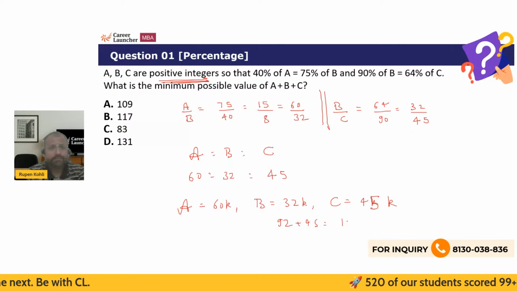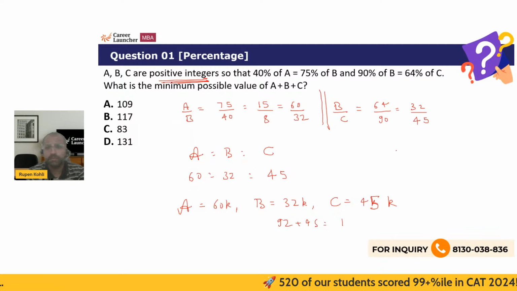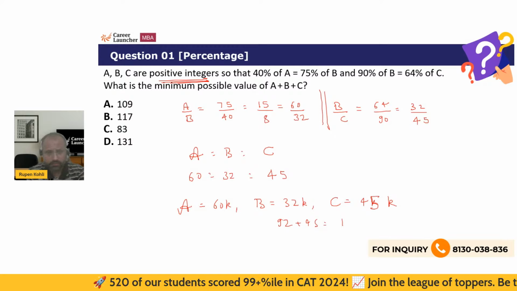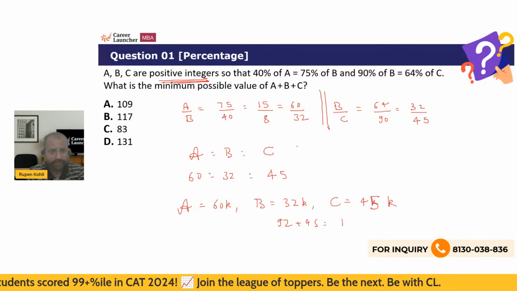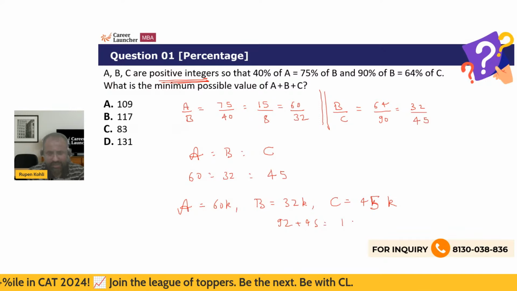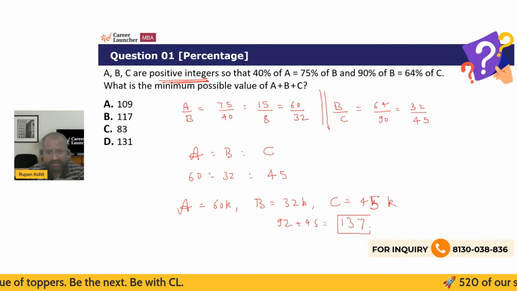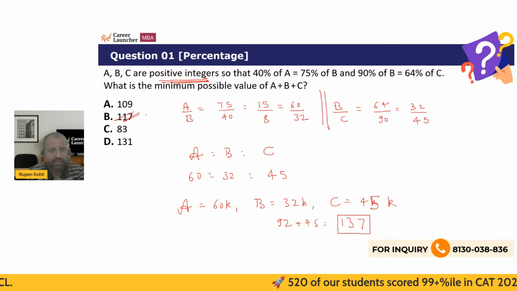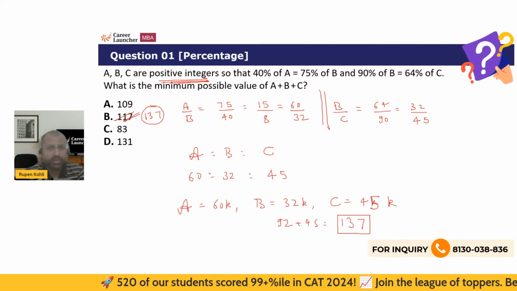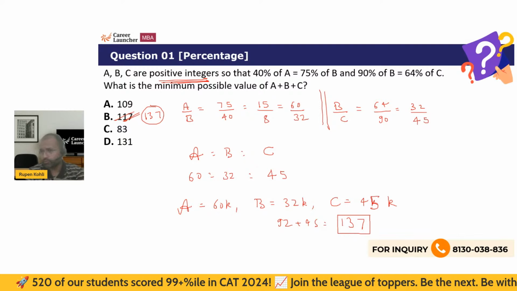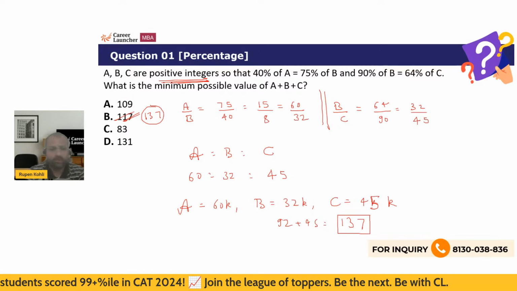Just a second. Something seems to be amiss. Just one second. This was 32 is to 45. Perfect. And this was 15 is to 8. Right. So I think, yeah, the answer is actually coming as 137. That is the correct answer. I think the options should have been written as 137. 137 is the simplest form of the ratio, right? 137 is your answer over there.